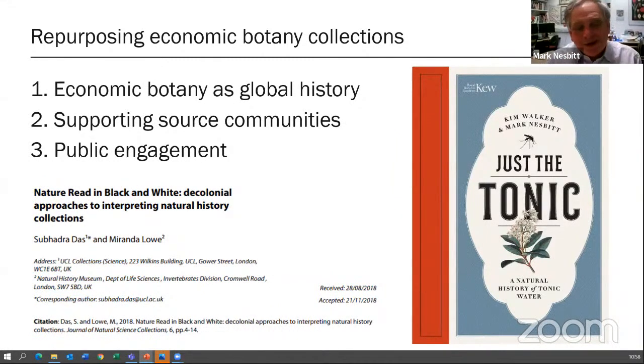Subhadra Das was a museum curator at University College London and a historian of science. And Miranda Lowe is a curator of corals at the Natural History Museum in London.